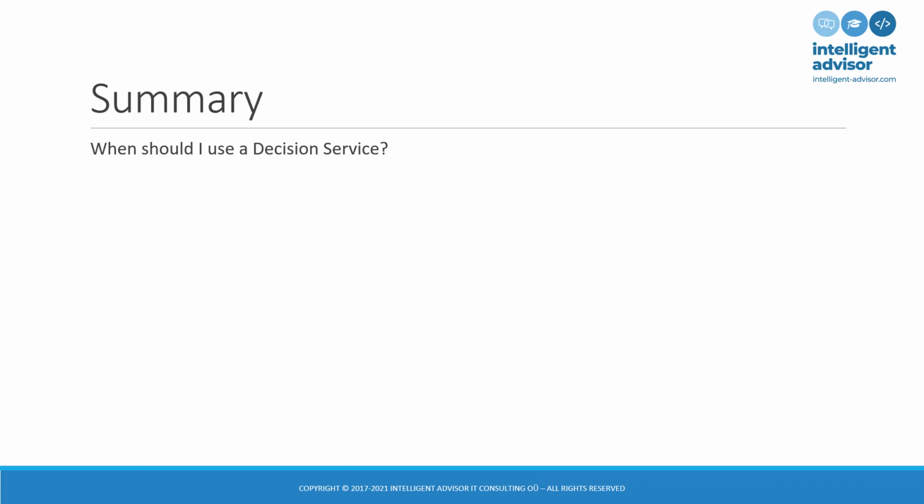That pretty much summarizes our question: when should I use a decision service? See you in the next chapter.